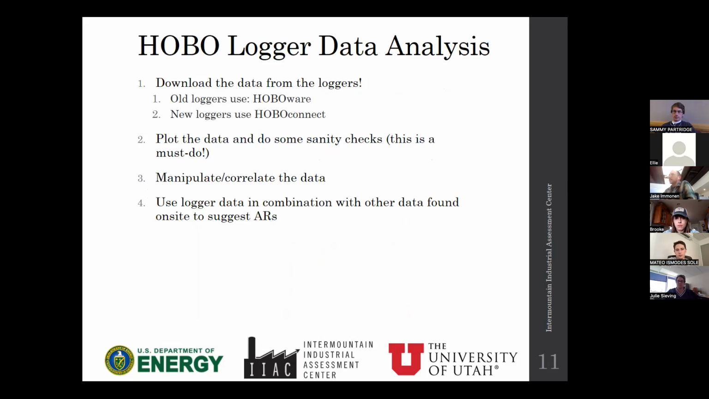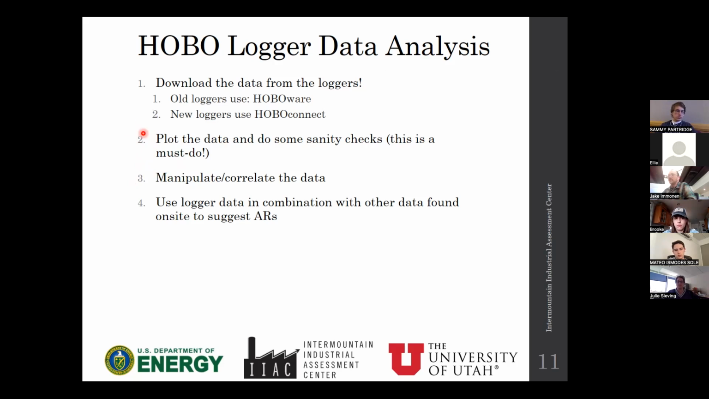Okay, so moving on to our last topic. This is using our hobo loggers. First I'm just going to go through how to download the data really quick using our two softwares. And then this is sort of the outline I think we should do with all of our data. First we want to plot it and do some sanity checks. And then once it's plotted and we think our data is good and we think we got what we wanted, we're seeing good data after we do all these sanity checks, then I think it's time to manipulate and start correlating the data. And I think a lot of times step 2 is neglected, or you move right into step 3.